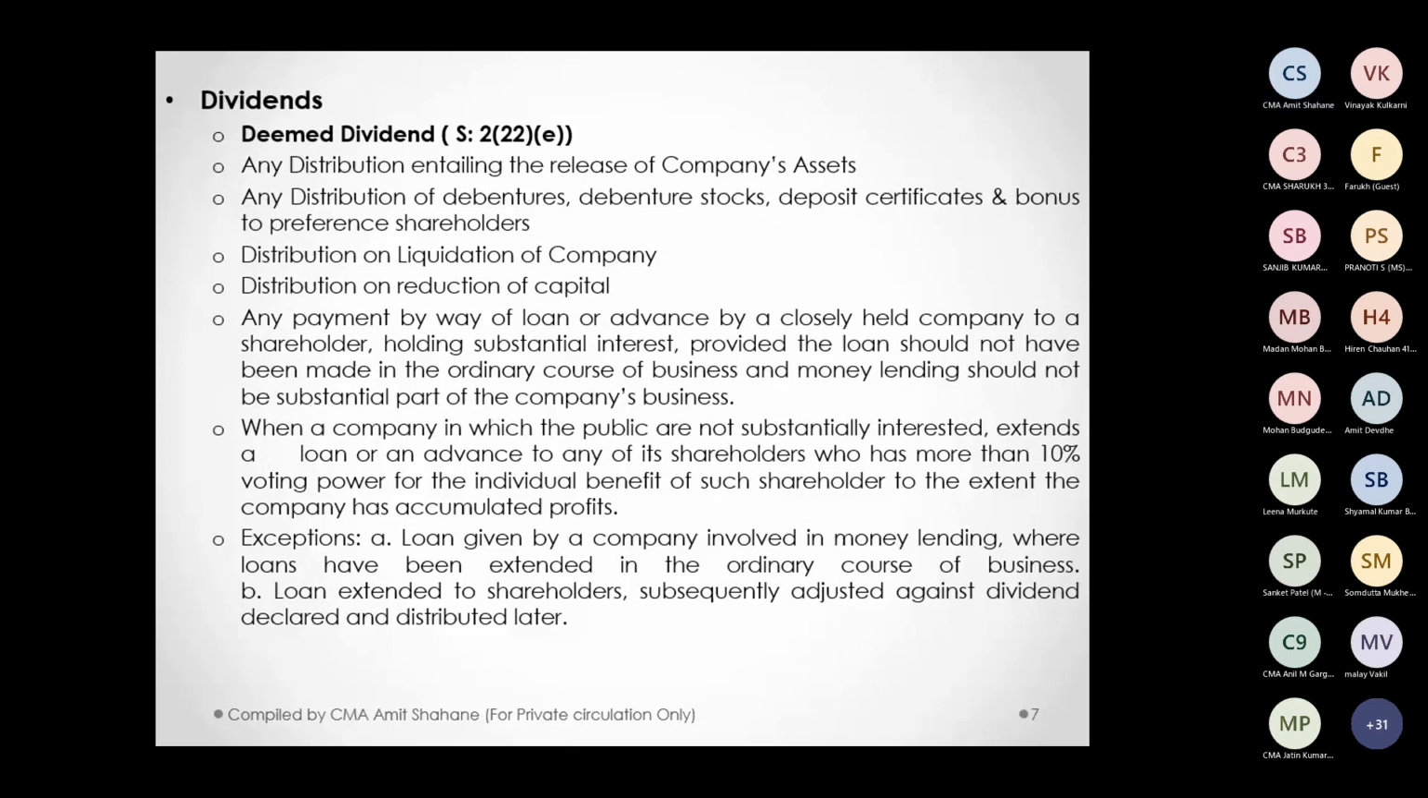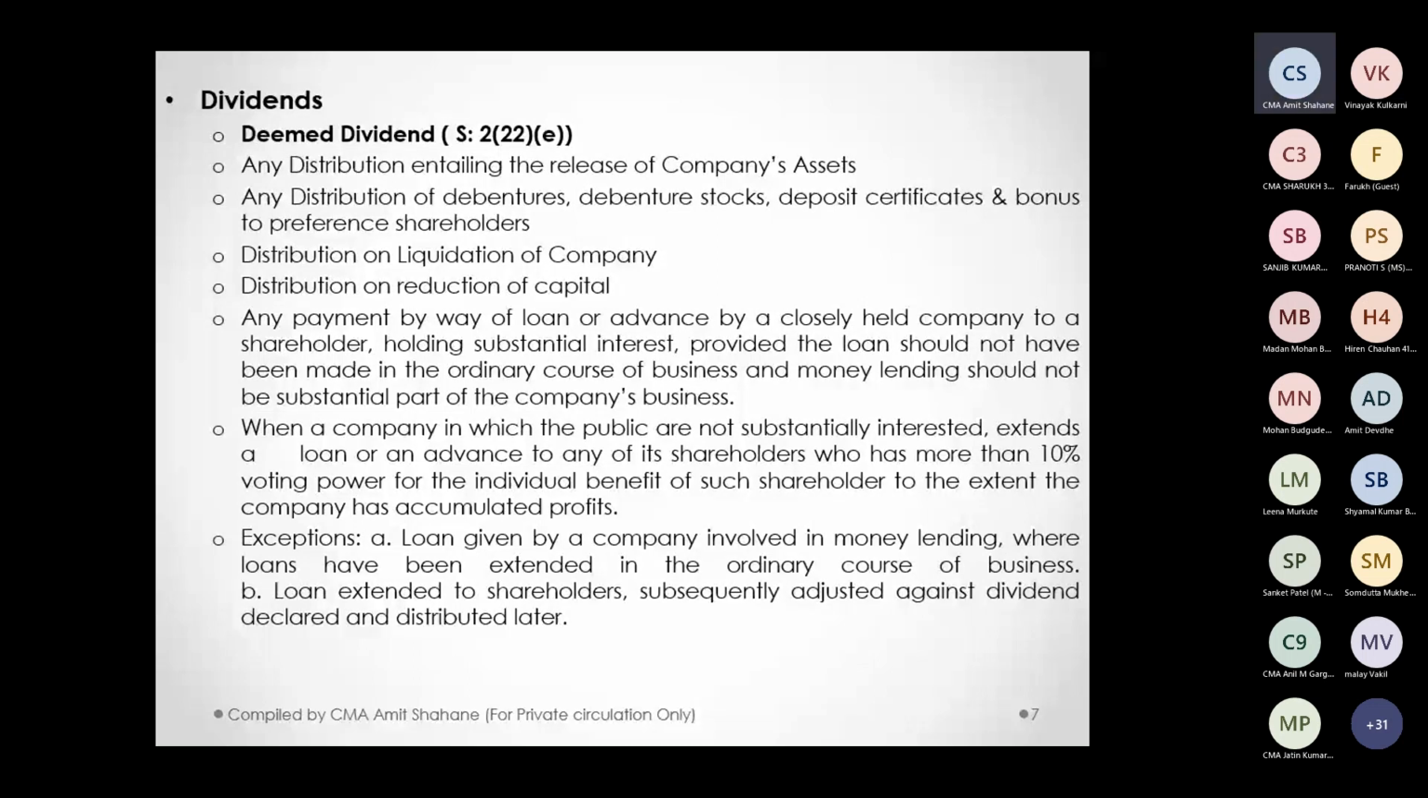So let's say HDFC Limited and HDFC Bank. A is a shareholder of HDFC Bank, and HDFC Limited is into housing loans exclusively. So HDFC Limited has given a loan to A, who is a shareholder of HDFC Bank. But this is in the ordinary course of business, because lending money is a business of HDFC also, and therefore it will not fall under the definition of deemed dividend under section 2 subsection 22 clause E.